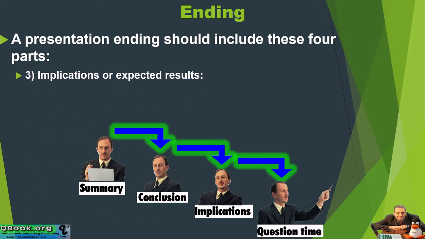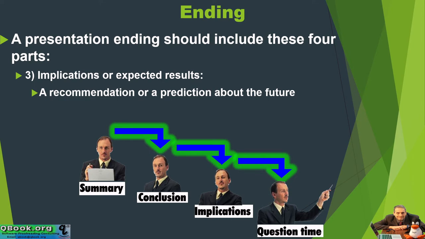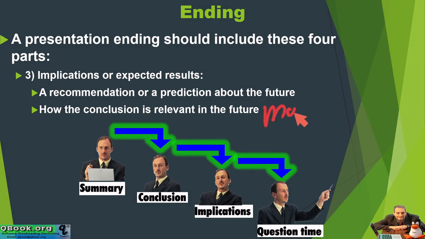After that, we should include the third step, which is implications or expected results. A recommendation or prediction about the future and how the conclusion is relevant to the future. So I guess the way to think about this would be you had your main point, then you had some details, so these are kind of like supporting facts. Now you're going to come down, you make your conclusion. What does this mean? And then what about this in the future? How is this useful to me in the future? You have a nice flow there.